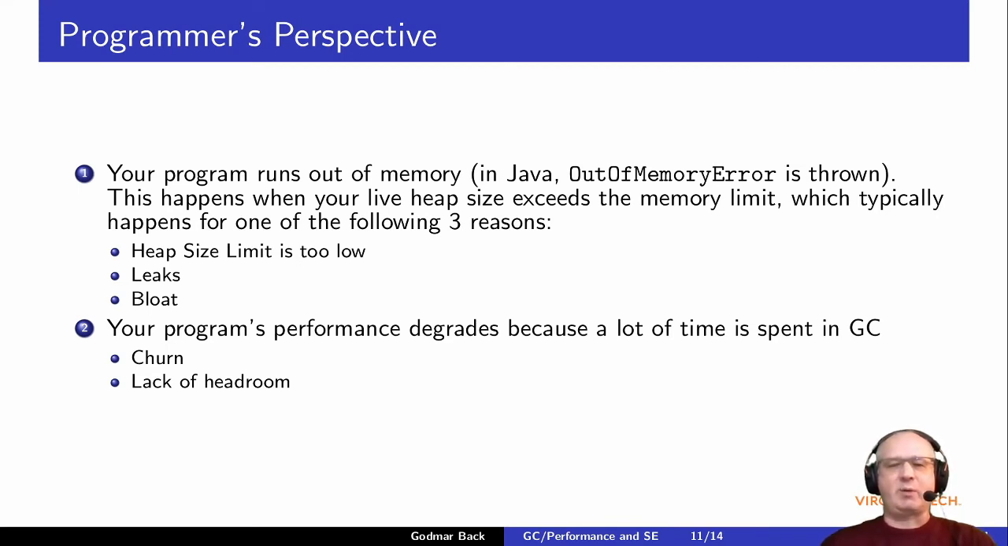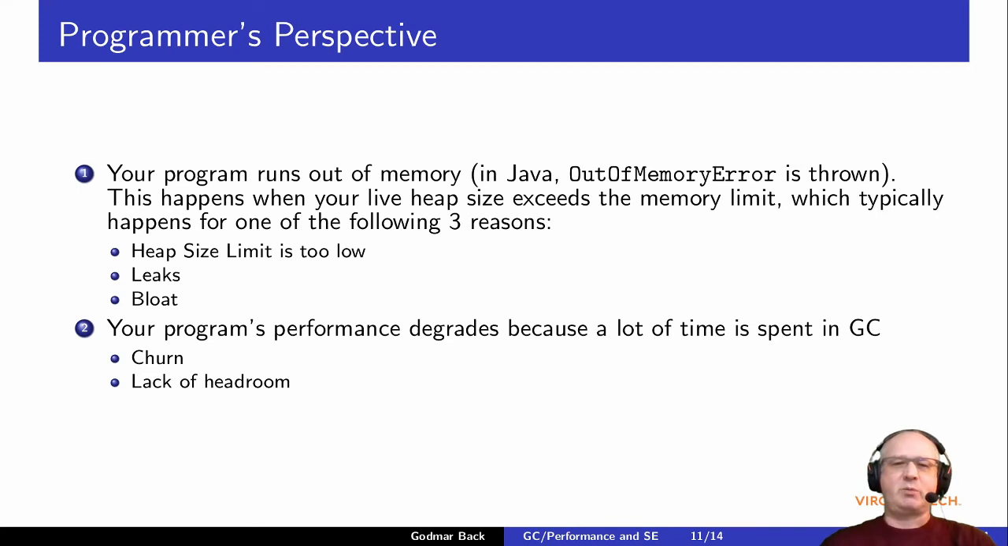Now, how could that happen? Typically for one of three reasons. The first one is that it may just be that your heap size is too low. So if your problem asks you to, for example, allocate a certain number of arrays of a certain size and your overall heap size limit is too low, it may just be plain impossible to keep all these objects on the heap. But there are two other reasons that can occur. Those are leaks and bloat, which I'll be talking about.